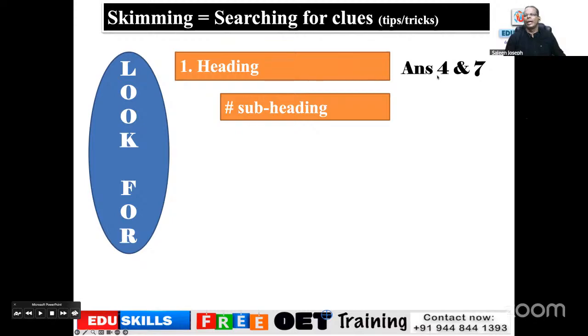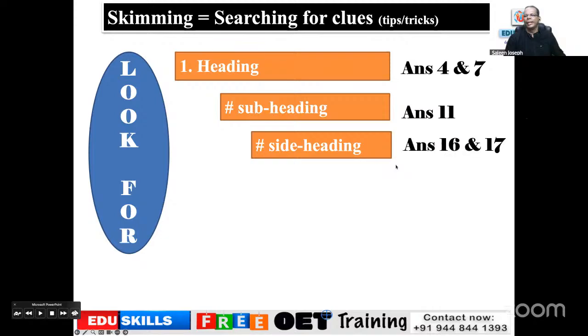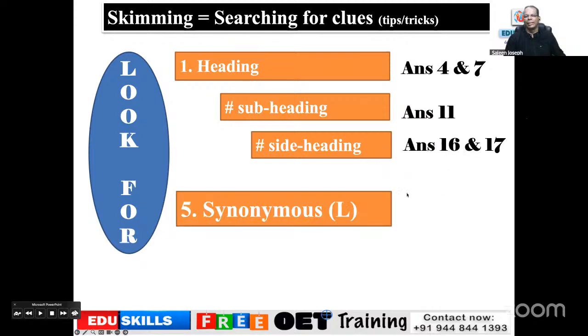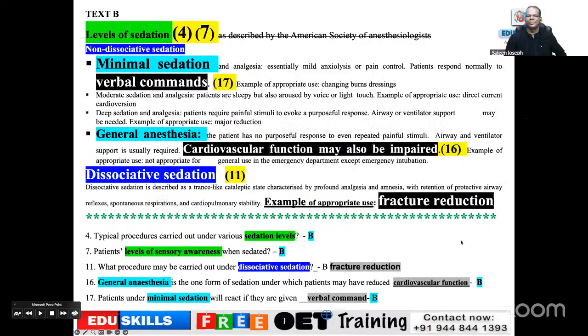Okay. From the heading, you have answers 4 and 7. Subheading, you have answer 11. Side heading, you have answers 16 and 17. Synonymous language signals the answers for questions 4 and 7. How beautiful. Okay, see here, levels of sedation 4, 7, and minimal sedation 17, general anesthesia you have 16, and dissociative sedation 11. Okay, fracture. This is how it goes.